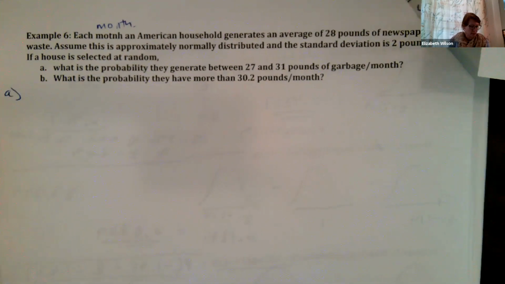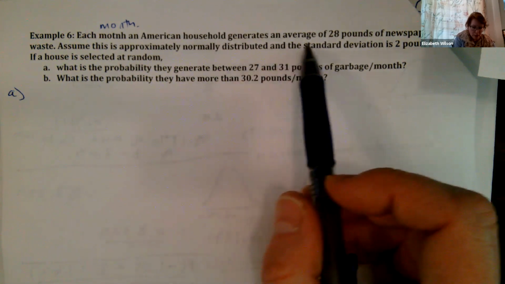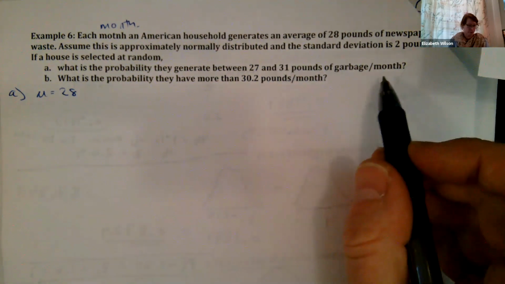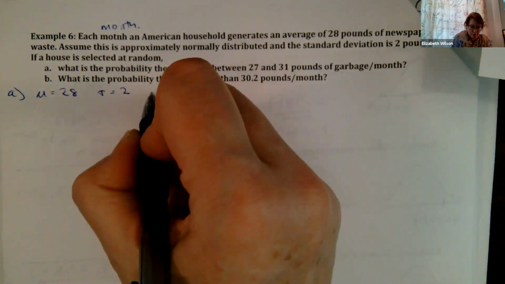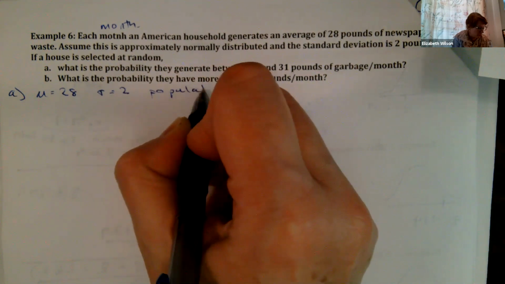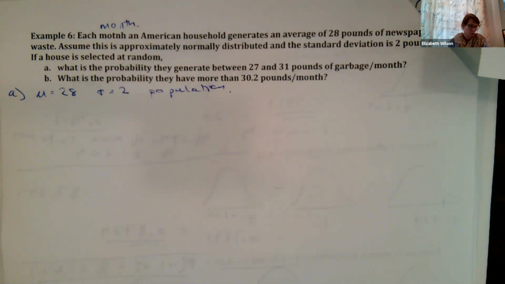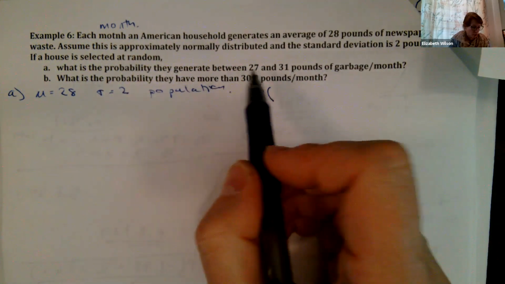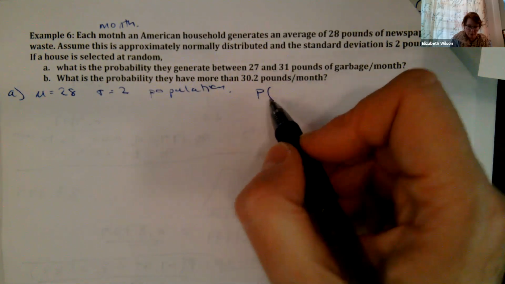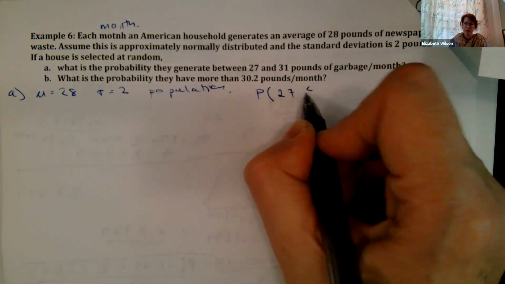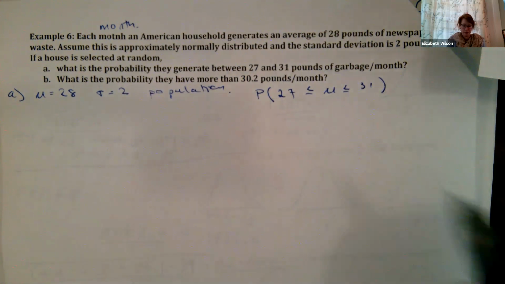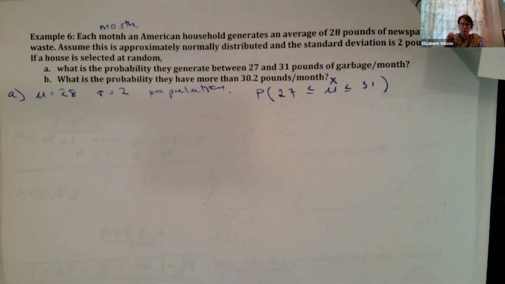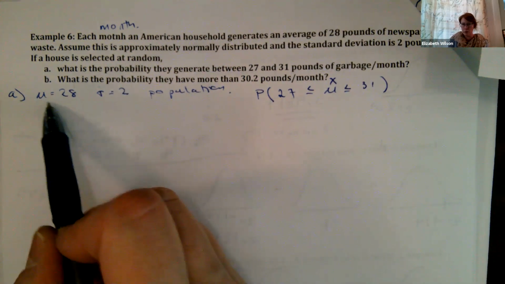Part A says, let's talk about what we have. Our mean is equal to 28. We were given the standard deviation as 2 for our population. Now we want to find the probability that they're producing 27 to 31. So I'm going to say our random variable x is between 27 and 31, given that our mean is equal to 28.